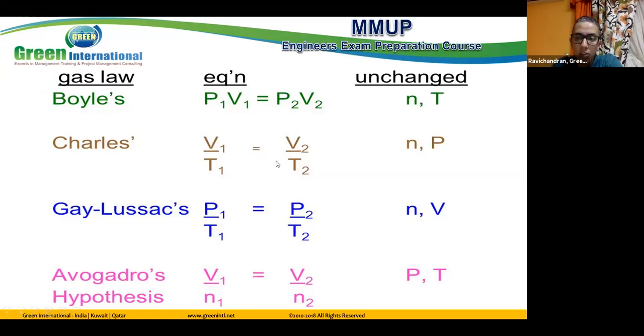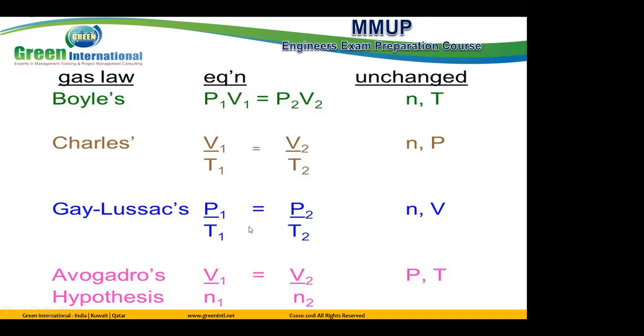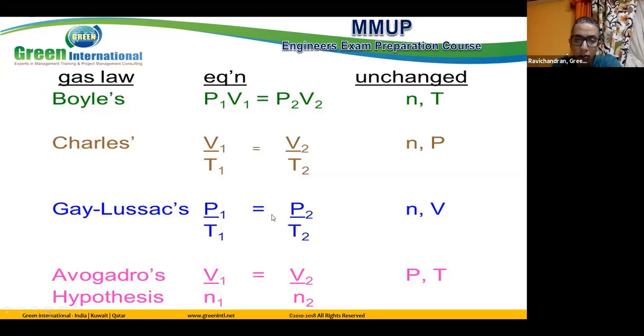This is at constant pressure. Gay-Lussac's law is P1 over P2 equals T1 over T2. Also, I'd like to write it like this: P over P equals T over T. Direct proportional, same as Charles, but Gay-Lussac at constant volume.